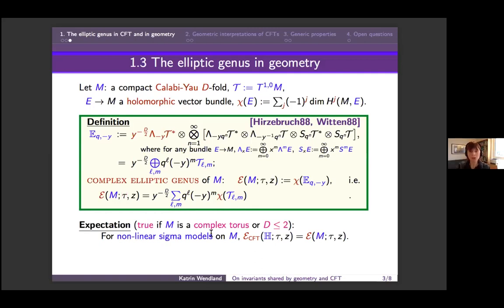Okay. So this is an expectation that the string theorists tell us about, and it holds true in the very simplest cases where we can check it, namely for complex tori of any dimension, and if the dimension of M is small, if it's less or equal to 2.